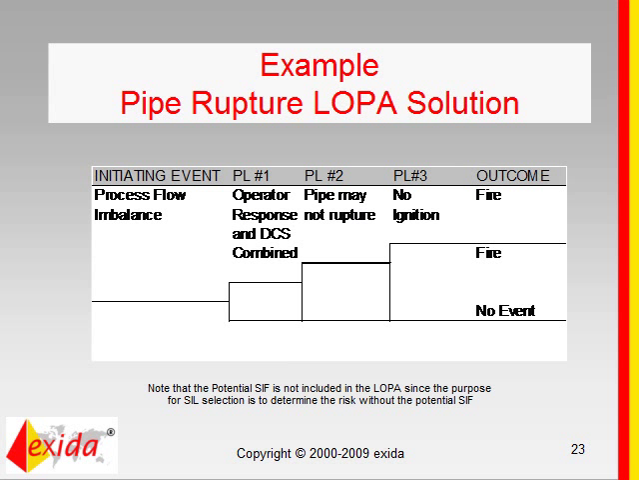We have a process flow imbalance. The first protection layer is the operator response and the DCS taking action combined as one layer. Then the pipe may not rupture, and thirdly, there is no ignition. Those are the three layers of protection that were obtained from the description of the previous. Again, we combined operator response and DCS because they're not independent layers, and we excluded the independent PLC shutoff because that's our potential safety instrumented function.